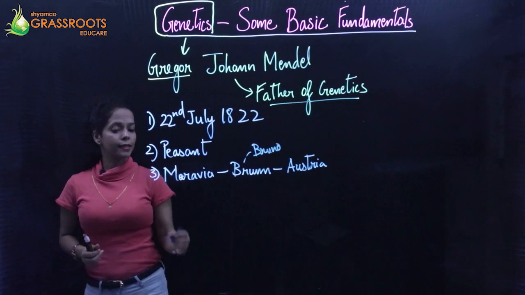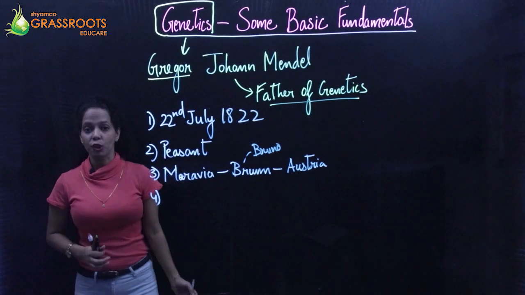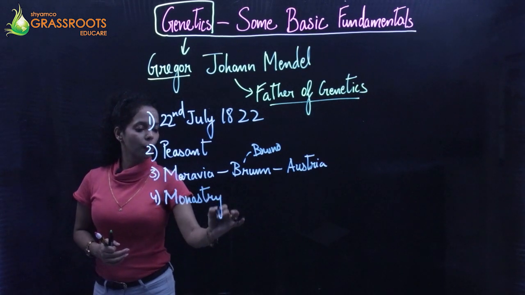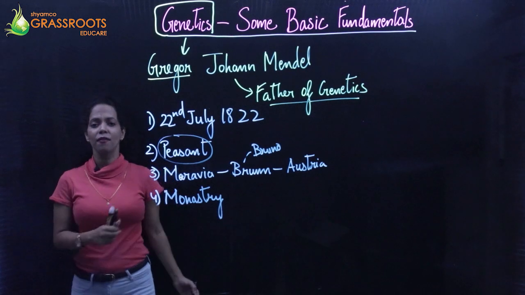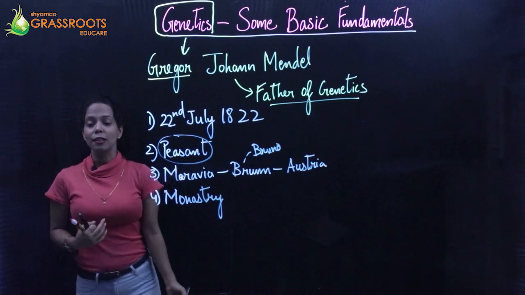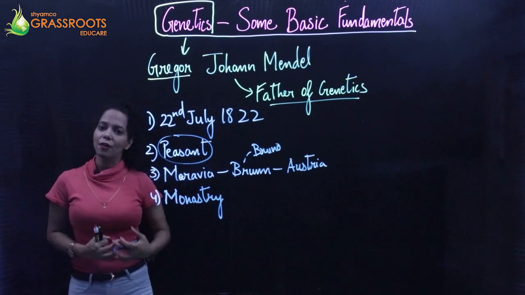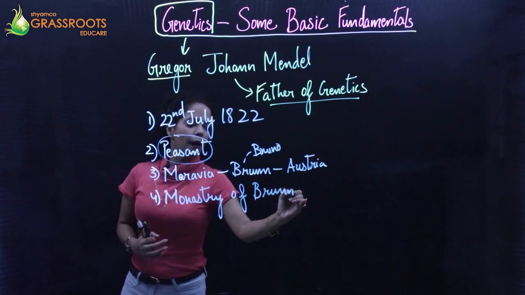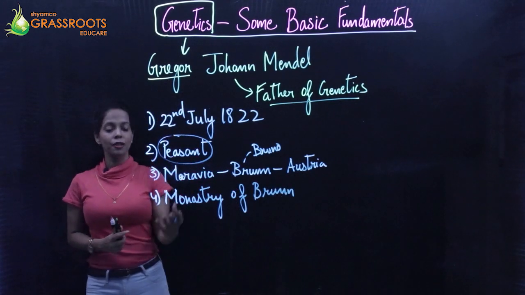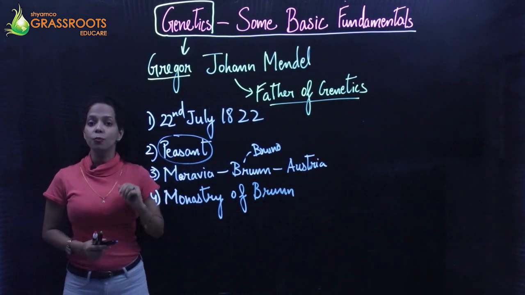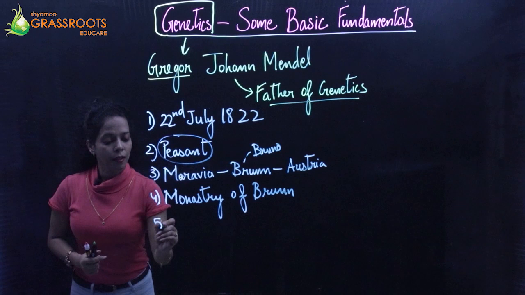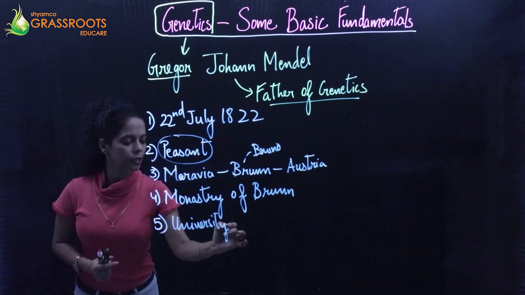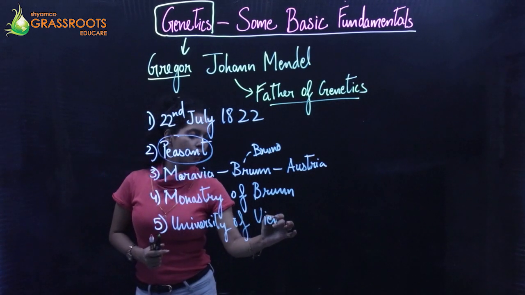Fine, remember this thing. Next, where he completed his education. He completed his education in the monastery of Brunn. Why did he need to go to the monastery? Because he was born in a peasant family, a very poor family, and his parents could not afford his education. That's why by himself he walked into the monastery of Brunn and got his basic education completed. The members of the monastery thought that he was a much more intelligent person. That's why they sent him to the University of Vienna for his higher education.